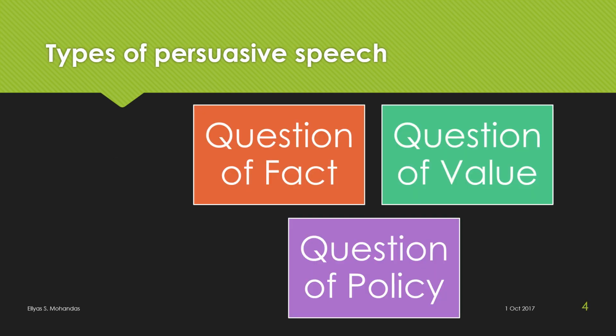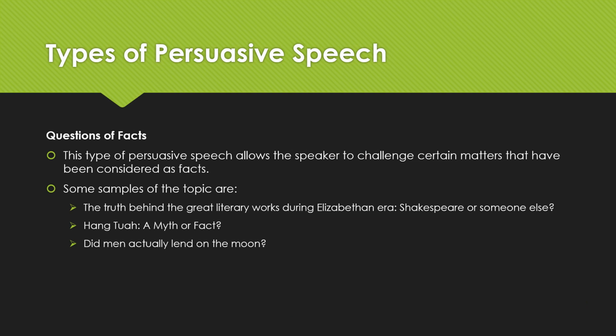Now there are three types of persuasive speech. That is the question of fact, the question of value, and the question of policy. Now we'll start with the first one, the question of fact. Now this type of persuasive speech allows the speaker to challenge certain matters that have been considered as facts.